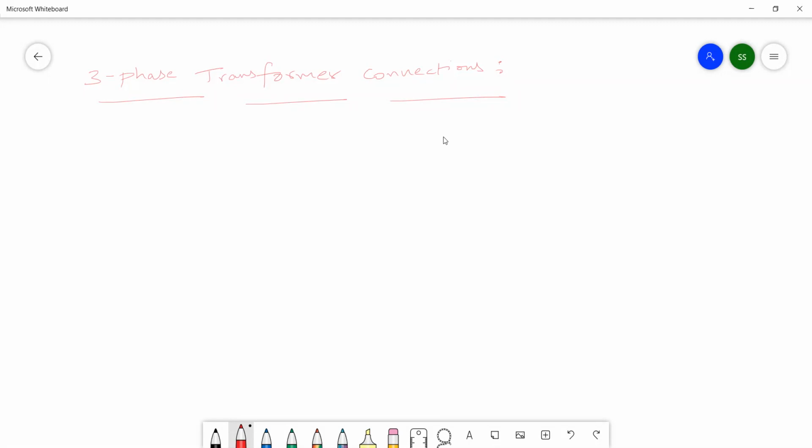Okay, right. So before we move on to this topic, tell me what are the configurations we have in three-phase? We have two categories. What are they? Star and delta. We saw this in our first unit, right?